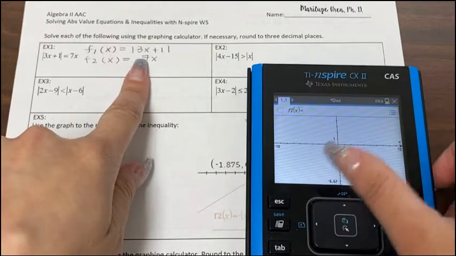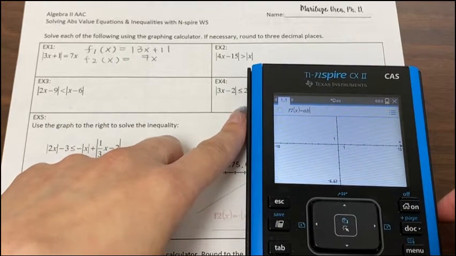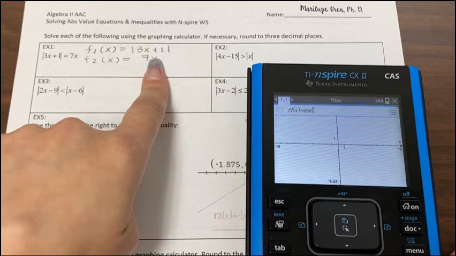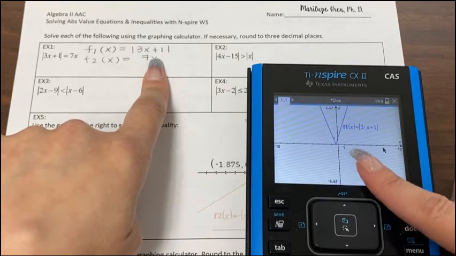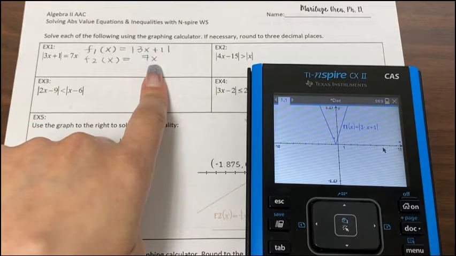How can you plug in the absolute value equation? What I do is type A, B, S, and then I put a parenthesis and put whatever is in the absolute value inside of that. So you have 3x plus 1. That's your first equation. You can see the first equation over there. Then I plug in my second equation.